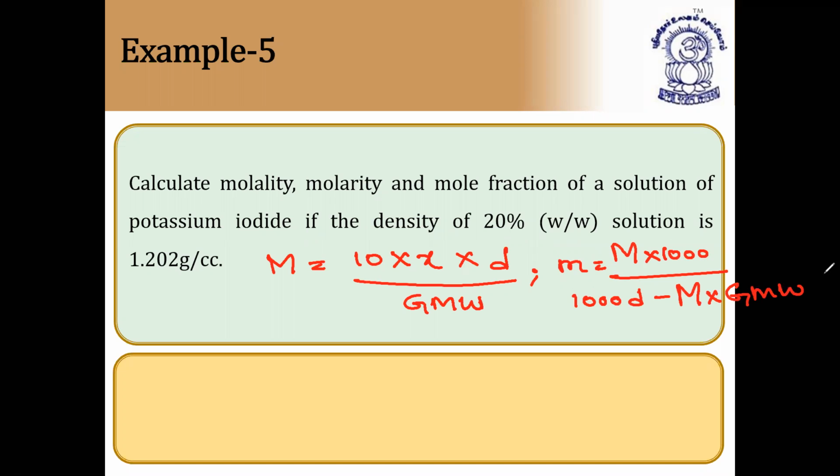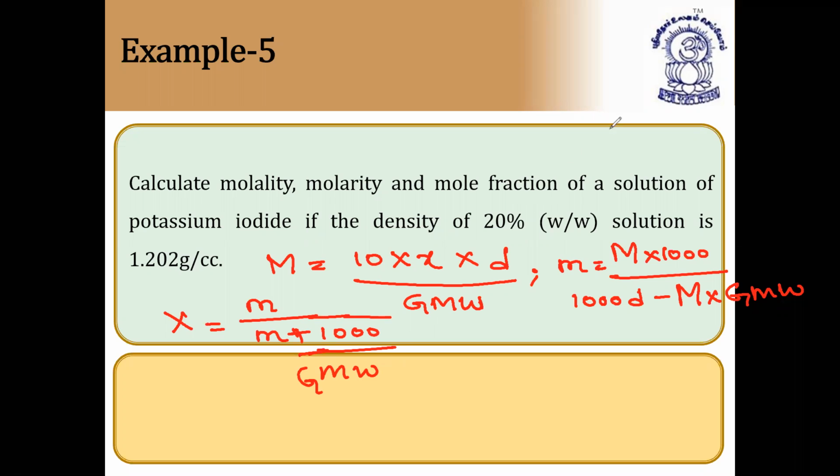So these two formulas. And how to find mole fraction from molality or molarity. Mole fraction is equal to small m, that is molality, by molality, small m again, plus 1000 by molecular weight of potassium iodide, gram molecular weight, GMW. So if you use these three formulas, you'll get the answer straight away. First, we'll find molarity by using density and mass percentage. Then you can find molality. Now, one by one, I will find it here.